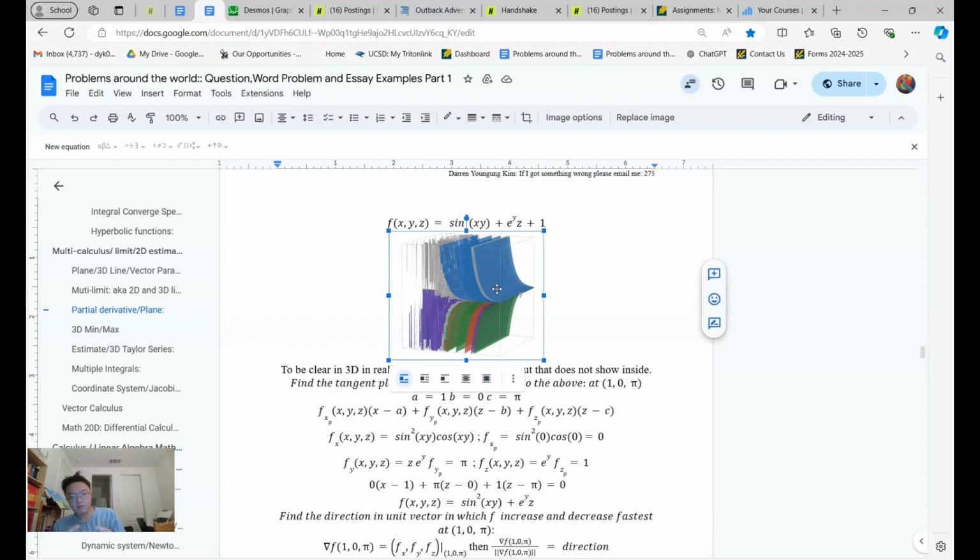But by splicing it a little bit, I was able to show what it would be in 3D space. In reality, I'm not sure if this is a good function at all. Probably not a good function, honestly. But it works. I don't care.